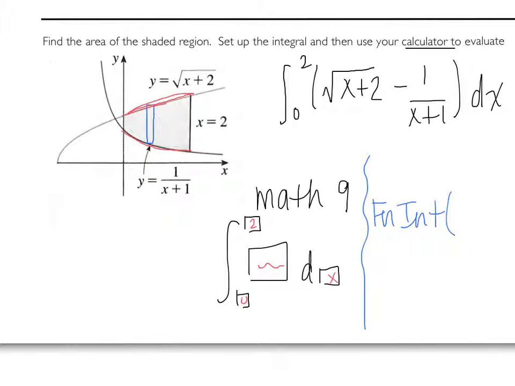The first parameter you're going to enter in is your integrand, and you need to parenthesize your integrand. You're going to put a comma there. The second parameter is going to be x. You don't need parentheses around that. Third parameter is 0, and the last parameter is 2. Close off your parentheses, and you're going to get your value. And you should get 2.349 as the area of that shaded region.